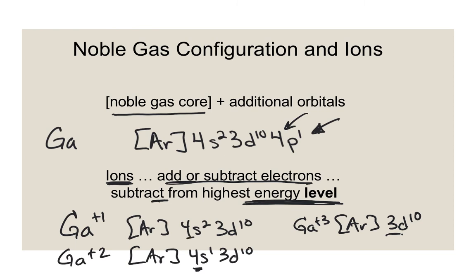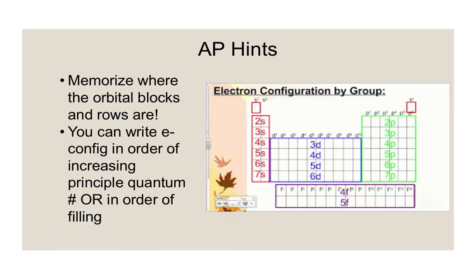So for some hints for AP, memorize where the orbital blocks and rows are. 2 wide for S, 6 wide for P, 10 wide for D, 14 wide for F. Remember that S's start with 1s, P's start with 2p, D's start with 3d, and F's start in 4f.